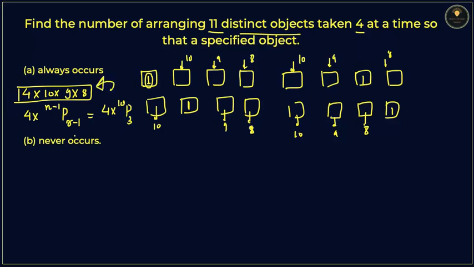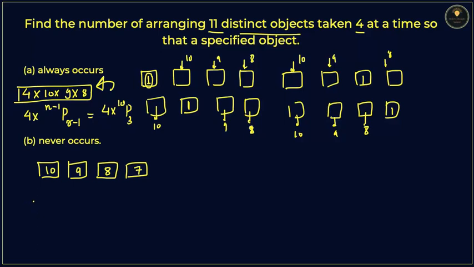Let's move on to the next question, in which it is given that the object will never occur. This means that we can take only 10 objects at the first place, 9 objects at the second place, 8 options at the third place, and the last place we will take only 7 options, and we are specifying that that object is not occurring. We can do the same thing with the help of the elimination process.